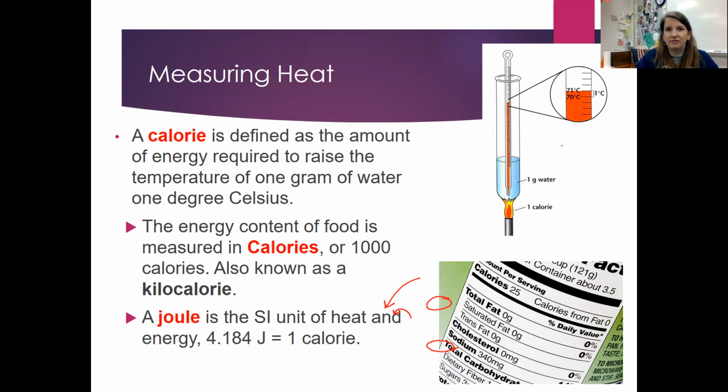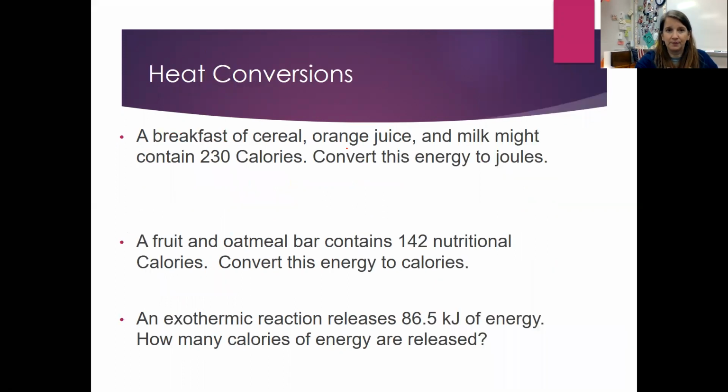And then, I just realized I didn't clear off my drawings from the last slide. Joule, a joule is the SI base unit for heat. So SI just means the International System of Units. That way, if we talk to somebody in Europe or in Asia or in Africa, we all know what we're talking about because we all use that same unit and we can all understand that unit. So a joule is the SI unit. 1 little c calorie is going to be equal to 4.184 joules. That's going to be a conversion factor that we're going to have to be using later on in this unit. So 1 little c cal is equal to 4.184 joules.